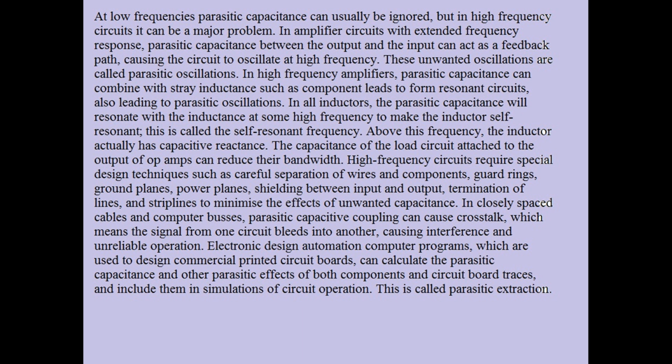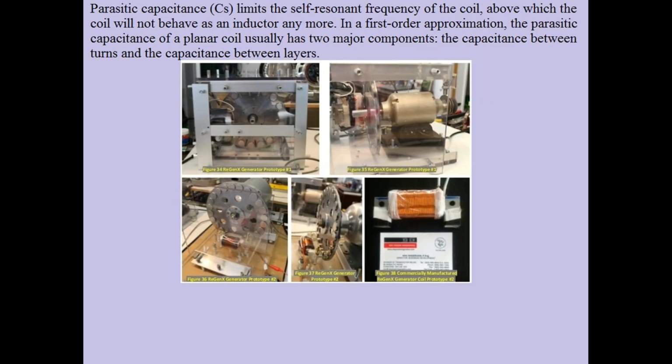Electronic design automation computer programs, which are used to design commercial printed circuit boards, can calculate the parasitic capacitance and other parasitic effects of both components and circuit board traces, and include them in simulations of circuit operation. This is called parasitic extraction.